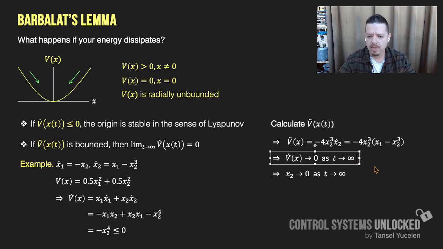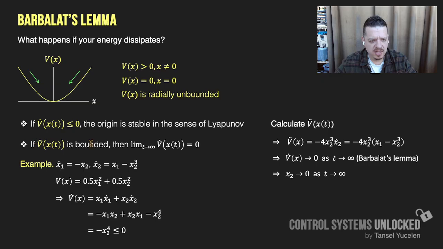And now at this step, we are using Barbalat's lemma to claim, since v dot dot is bounded, v dot goes to zero as t goes to infinity. Well, our v dot is minus x2 to the power of 4, so x2 goes to zero as well. So, all right. If you give up with Lyapunov stability, you could only claim boundedness of x1 and x2, but thanks to Barbalat, we do more, saying that x2 goes to zero as well. So system is not only stable in the sense of Lyapunov, but also x2 goes to zero as t goes to infinity. So thanks to Barbalat's lemma, you can do more in terms of analyzing dynamical systems.